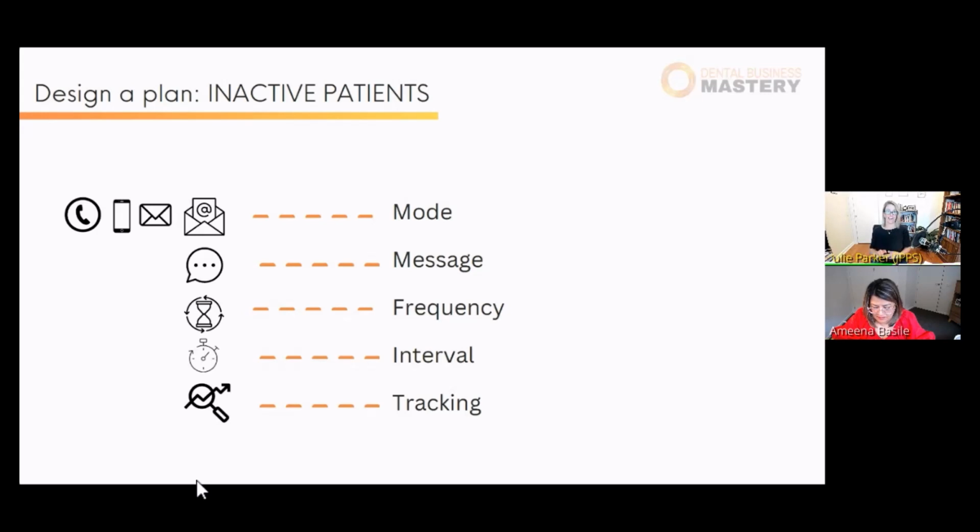And track it. You really want to make sure that you eventually develop a system of reactivating your inactive patients that works very well for your particular area, your particular patients, your uniqueness. And so do make sure that we're tracking.